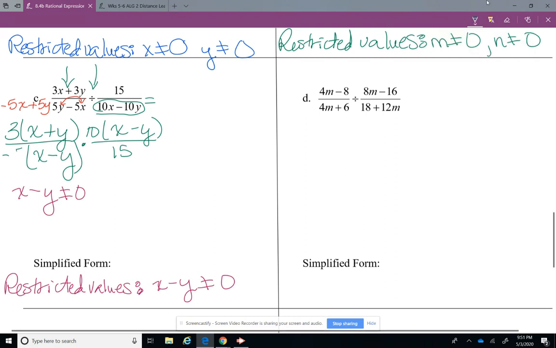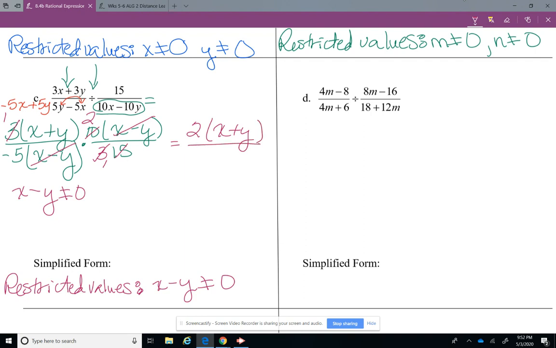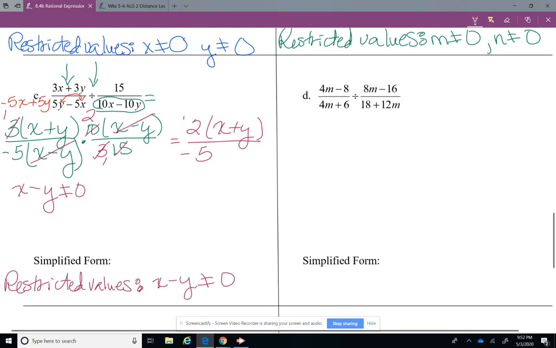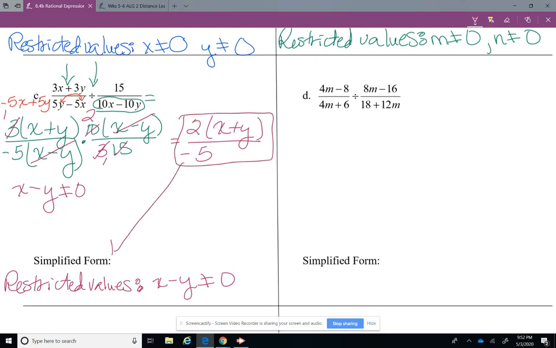I accidentally erased my 5. Let me put it back. All right, our x minus 5s can cancel. 5 goes into 15 3 times, and 5 goes into 10 2 times, and then 3 goes into 3 once, and 3 goes into 3 once. So I have a 1 times a 2 in the numerator, and then I still have the x plus y, and then I just have the negative 5 in the denominator, and that's it. I'm going to box it. That is my simplified form.